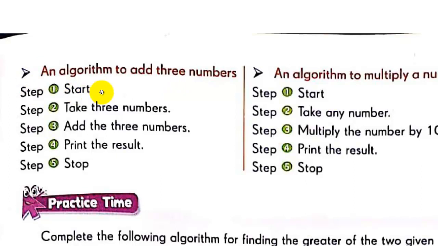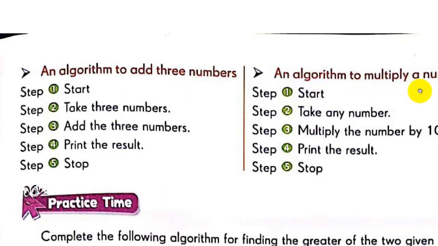The first step is start. The second step is take 3 numbers. So we want to add 3 numbers, so obviously we should have 3 numbers. Then after getting the 3 numbers, add the 3 numbers. Then print the result. After adding the 3 numbers, we'll get a result. Then print the result. Then stop. Now this is the algorithm to add 3 numbers.